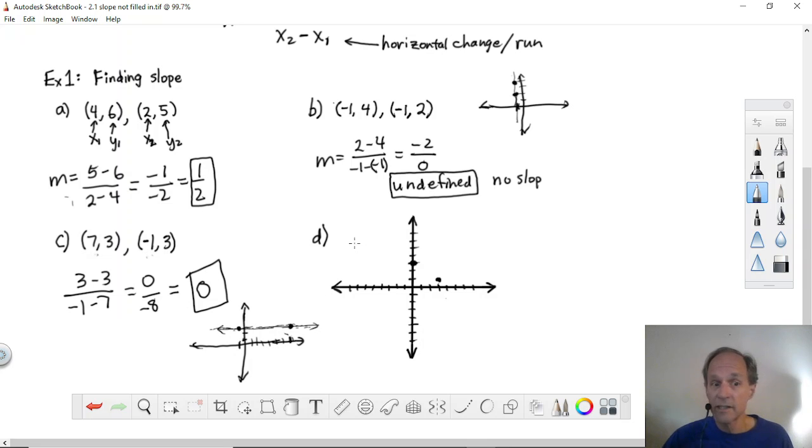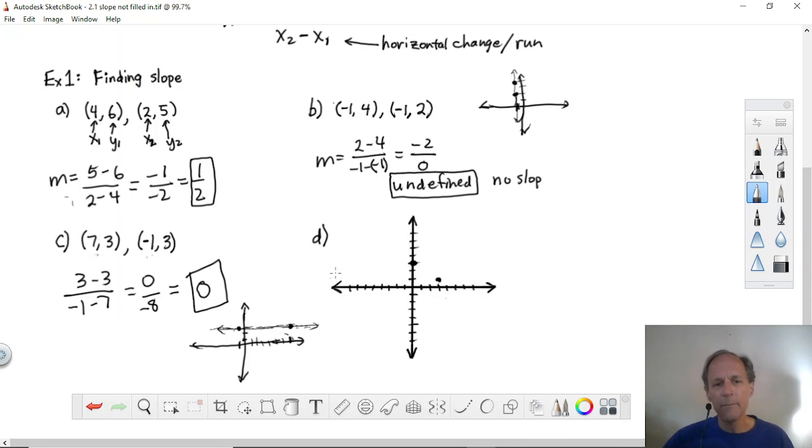I'm sorry, that's what a 0 slope looks like. Very important difference. No slope at all looks like this. We call it undefined slope. Might be a better way to say it so I don't misspeak. That's undefined slope, vertical, and a slope of 0 is horizontal. Okay?